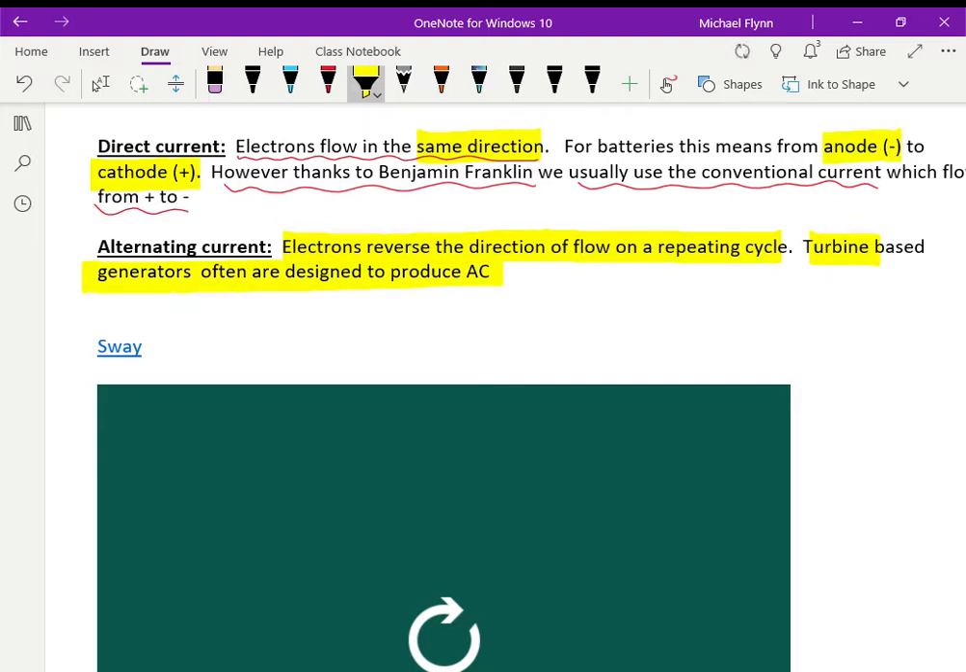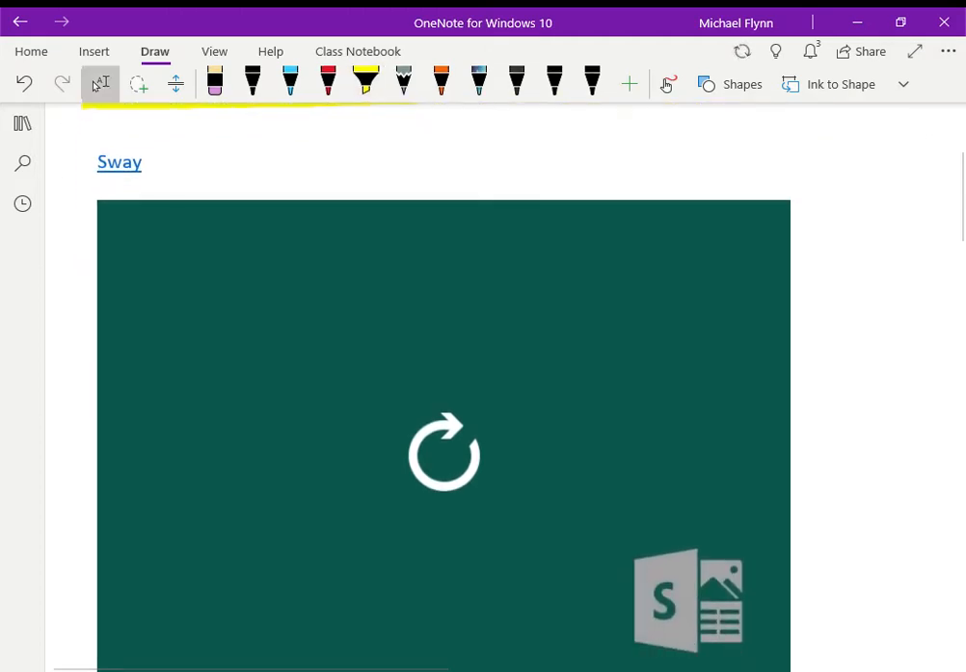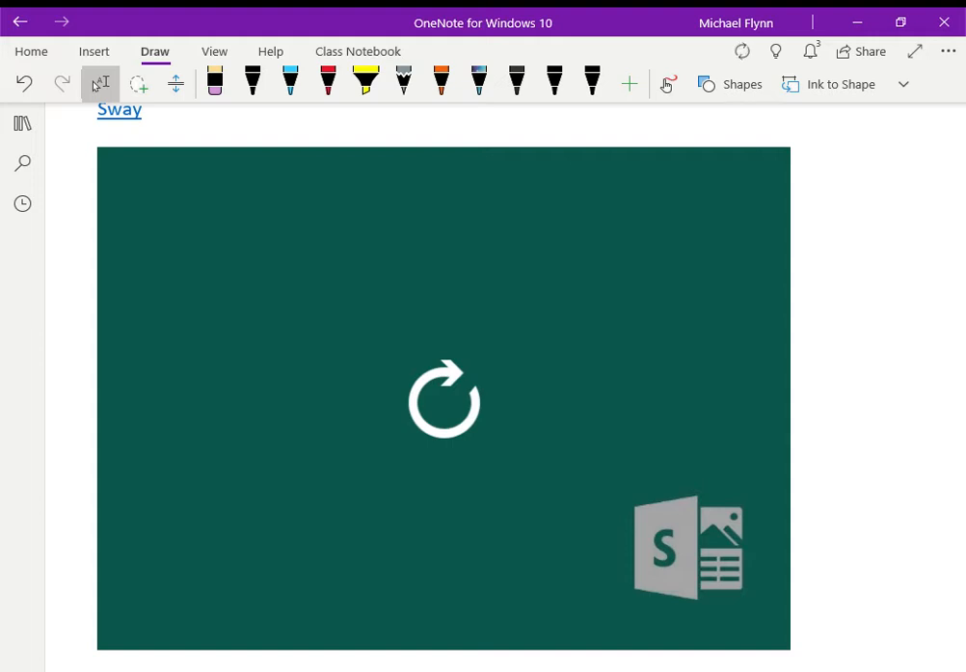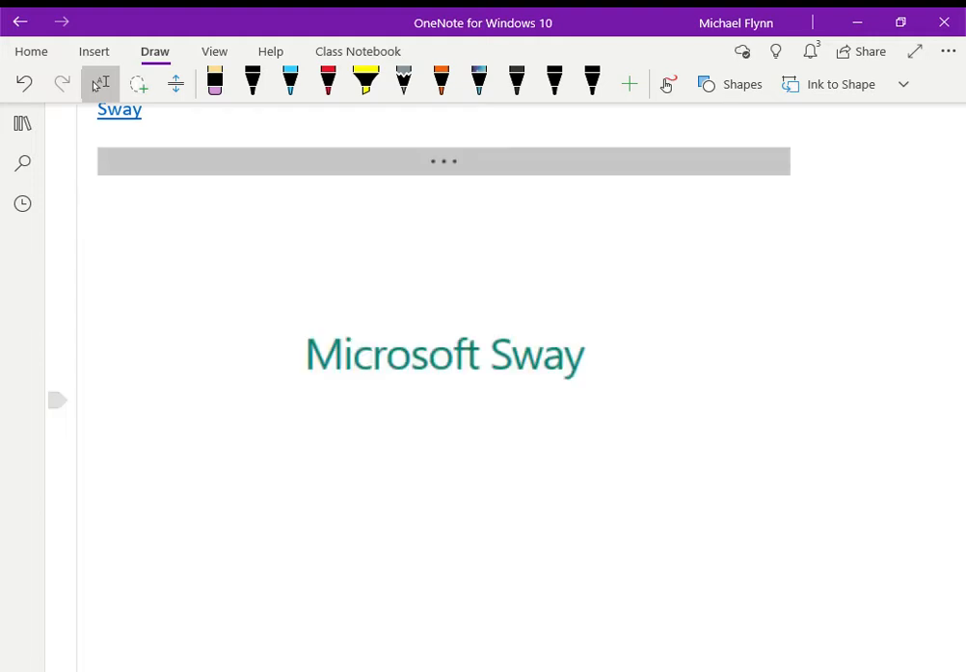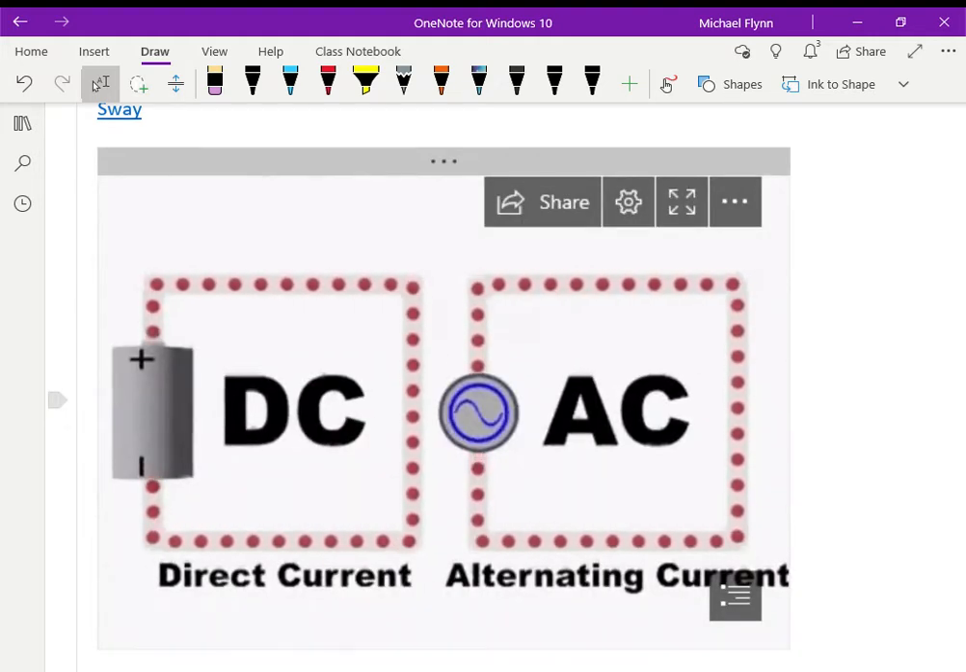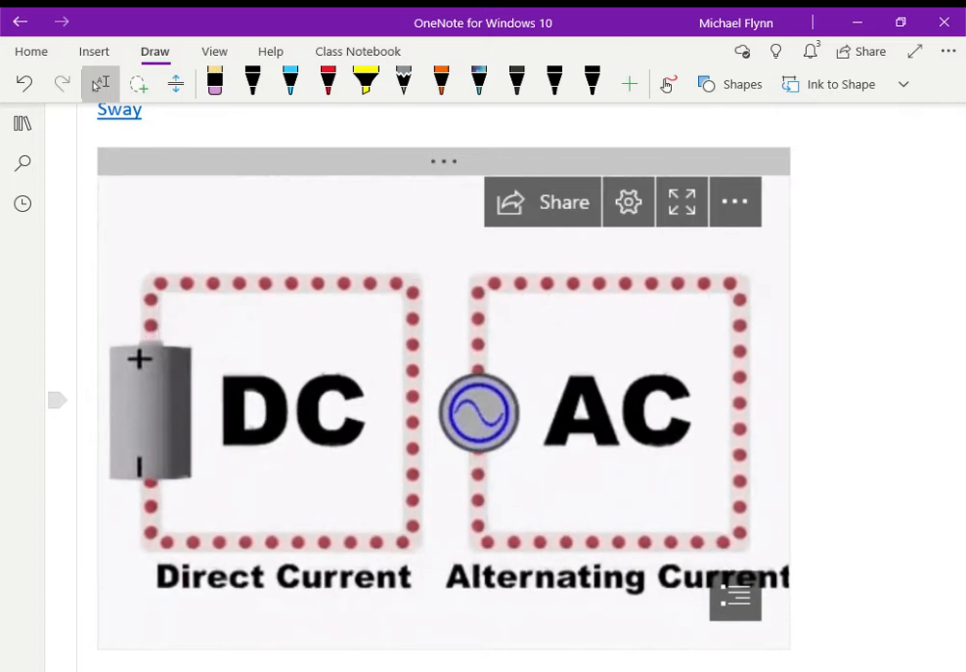Okay, so there you go. DC, direct current, the current flows the same way all the time. AC is alternating current, and that's where they go back and forth. Now I've got a little animation of those two types of current for you here. And so here you can see the difference between DC and AC.